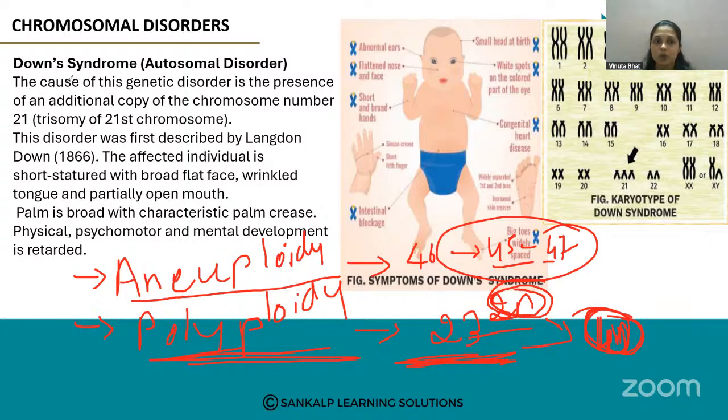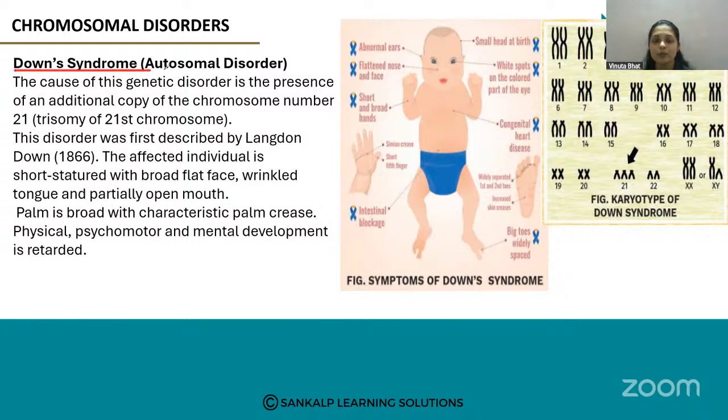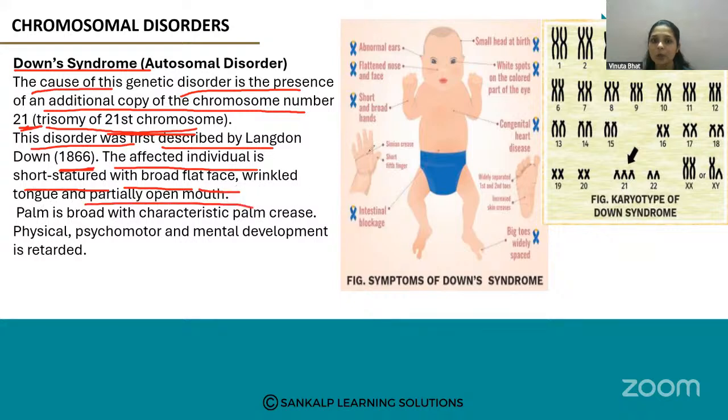Here the first chromosomal disorder is Down syndrome, an example of aneuploidy. So what do you mean by Down syndrome? The cause of this genetic disorder is the presence of an additional copy of the 21st chromosome, that is the 21st trisomy. This disorder was first described by Langdon Down in 1866. The affected individual is short statured with broad flat face, wrinkled tongue and partially open mouth.